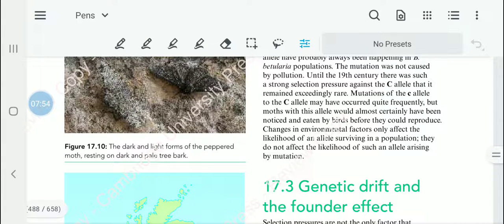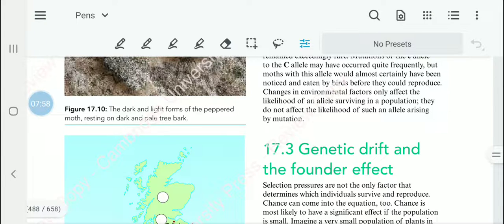However, it should be noted that changes in environmental factors only affect the likelihood of an allele surviving in a population. They do not affect the likelihood of such an allele arising by mutation.